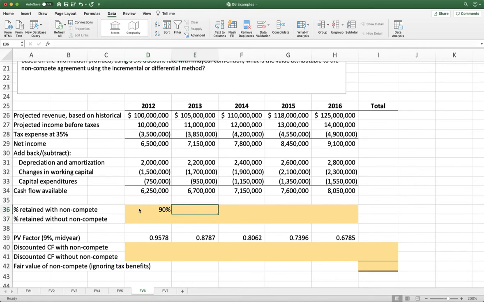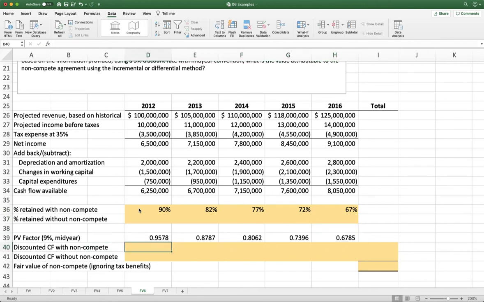In the next year, we thought we were going to lose an additional 8%, down to 82% retention. In the next year, we thought we were going to lose an additional 5%, which gets us down to 77. An additional 5% after that gets us down to 72. And an additional 5% after that gets us down to 67.